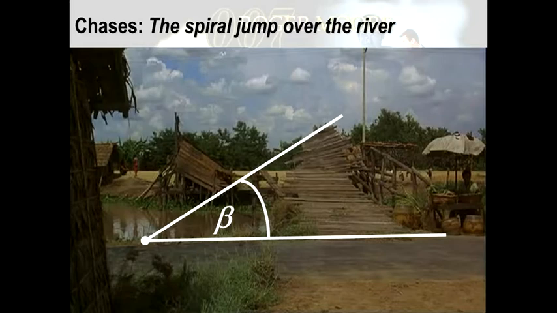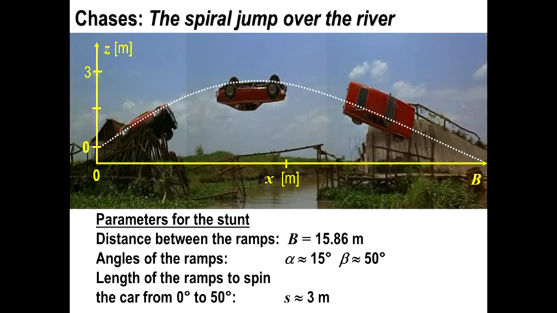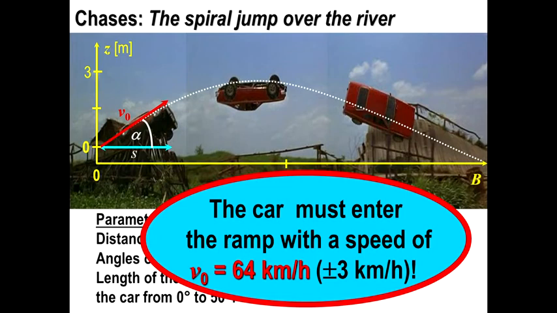You have to calculate a little bit, and you can calculate now the initial speed you need to drive to the ramp. So with the real numbers, you can calculate that you have to have a speed of 64 kilometers per hour on the ramp, plus minus 3.